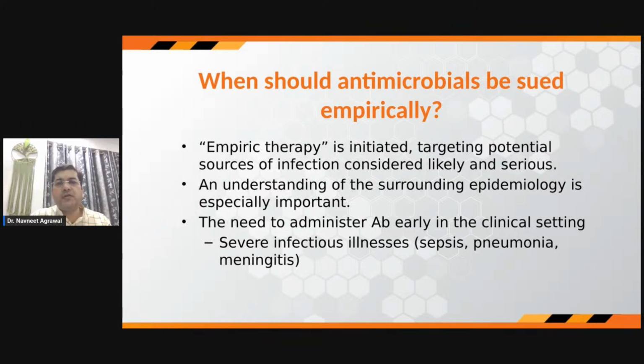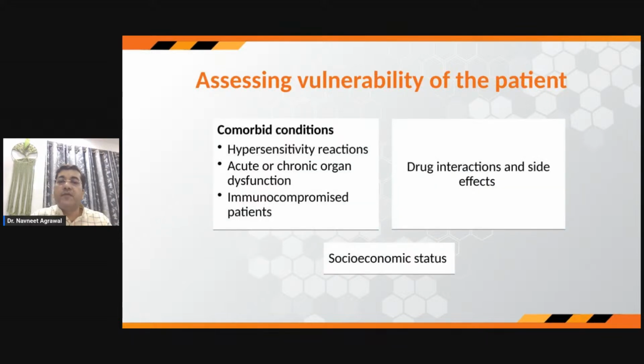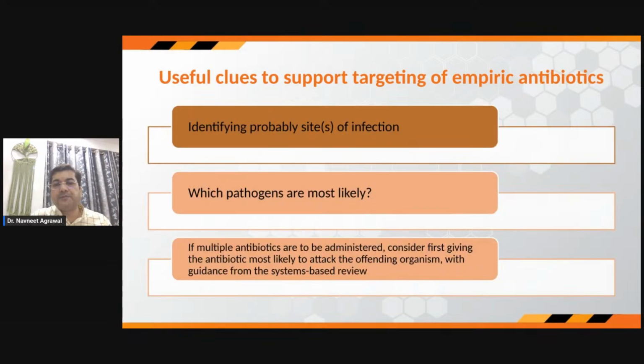So when should antimicrobials be used empirically? Empirical therapy is initiated targeting the potential source of infection, particularly when we think the situation might be serious and we can't wait for culture sensitivity or the lab reports. So an understanding of the surrounding epidemiology is especially important, and the need to administer antibiotics early in clinical settings like sepsis, pneumonia, meningitis, or other serious infections. We should start antibiotics empirically, not waiting for the lab reports. We should assess the vulnerability of the patients. What are the comorbid conditions? Whether there is acute or chronic organ dysfunction, immunocompromise, drug interaction, and we should keep the socioeconomic status in mind.